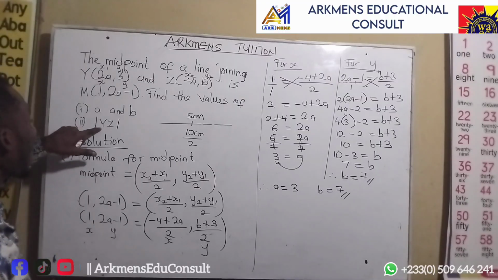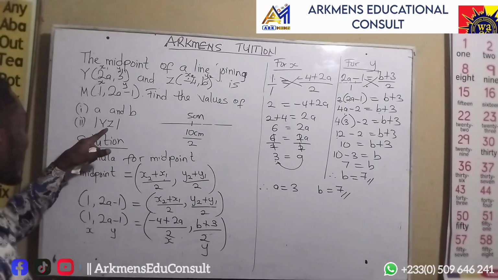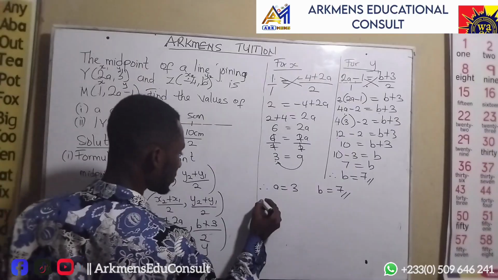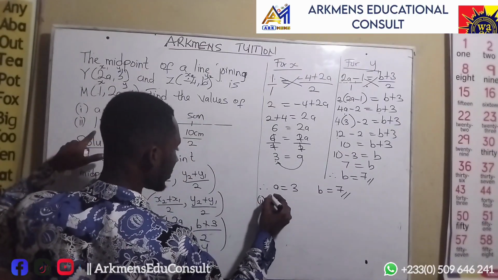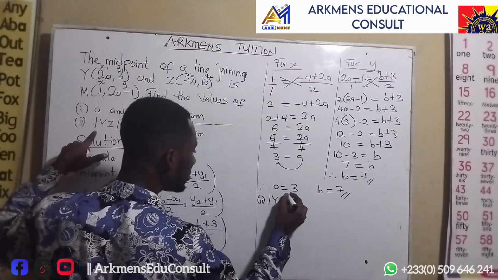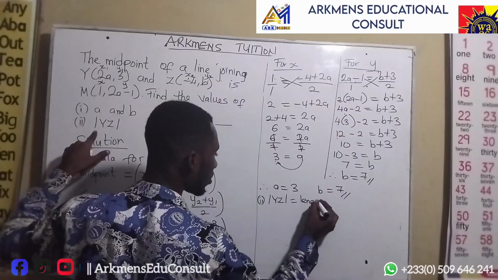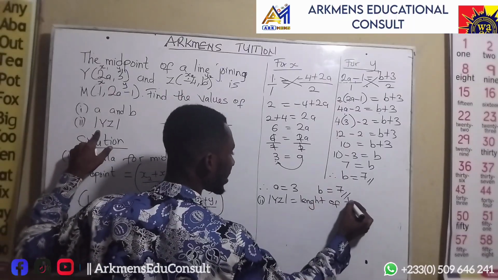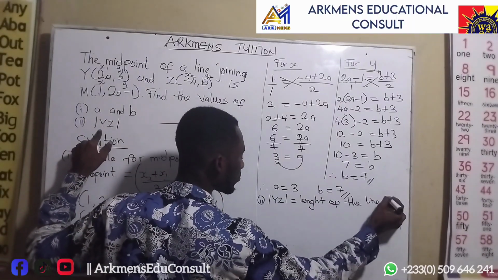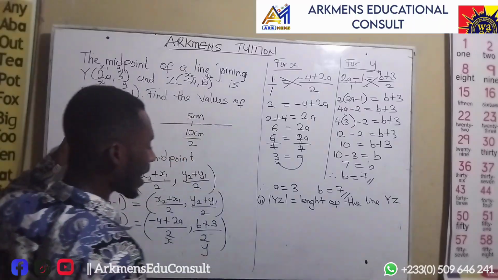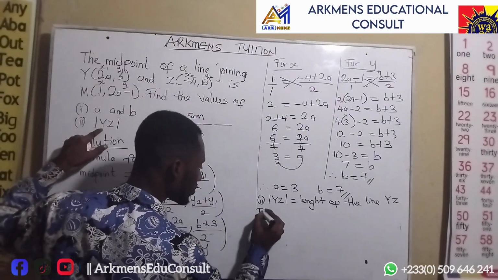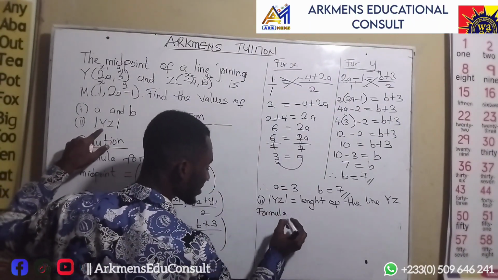It said find YZ. That is the length of the line. I get it. Find the length of the line. So this one, as you see here, YZ simply means the length of the line. Line YZ. That is the meaning. I get it. And the formula for that, I get it.